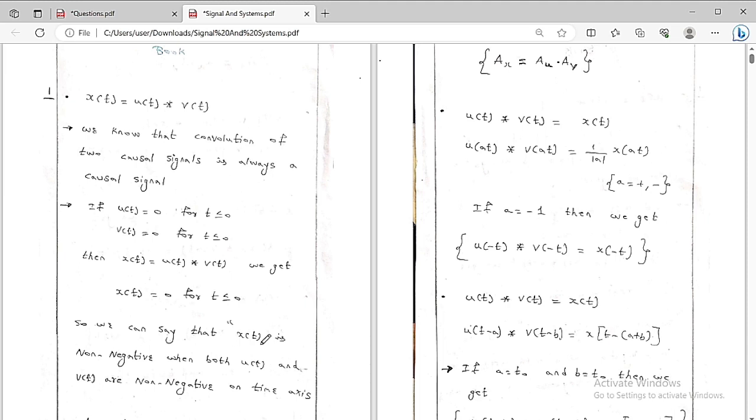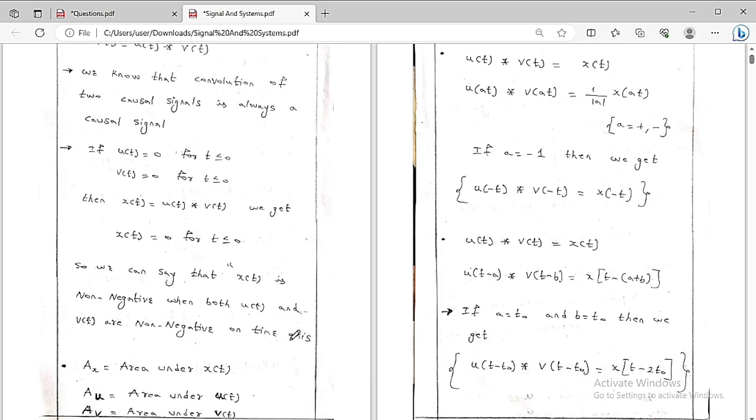So we can say that x of t is non-negative when both u of t and v of t are non-negative on the time axis. So what is the meaning of this?